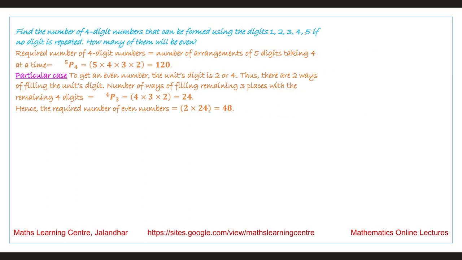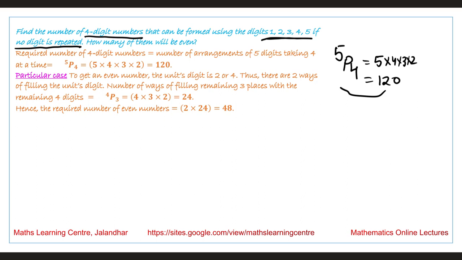Next is find the number of 4-digit numbers that can be formed by using the digits 1, 2, 3, 4, 5 if no digit is repeated. So the first part we are saying that out of these 5 numbers we have to choose 4 numbers. The answer we have it is 5 into 4 into 3 into 2, that is equal to 120 ways. Next we have how many of them are even.